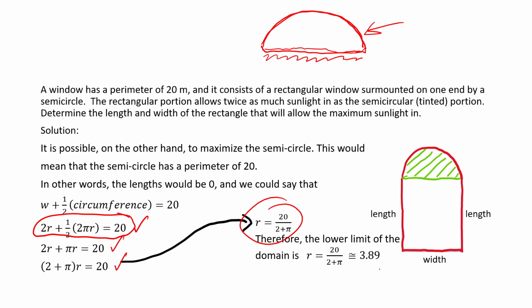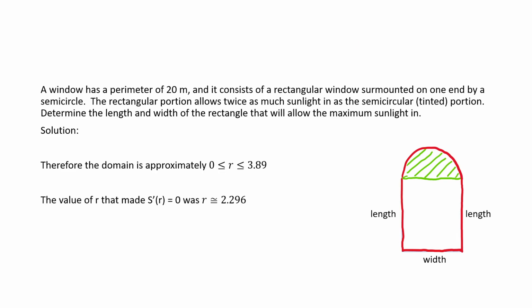So we would see the lower limit of the domain would be r equals roughly 3.89. I should actually say the upper limit. Okay. So the lower limit would be where r was virtually 0, and the upper limit would be where r was virtually 3.89. Okay, so now using these two values as endpoints of our domain, we see that the r value that let the derivative equal 0 was in fact in that domain. So that's good news so far.